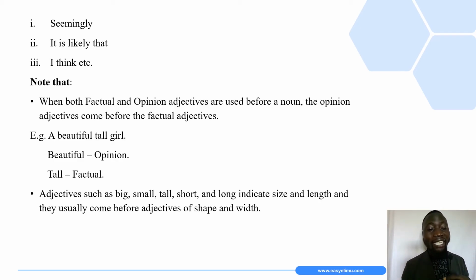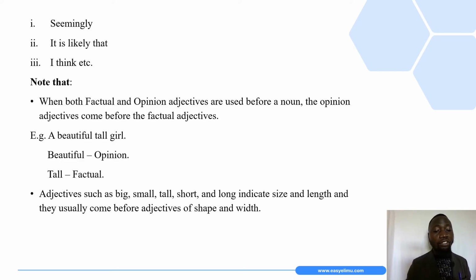Here is an example in a sentence: a beautiful tall girl. I can have it this way: Today I saw a beautiful tall girl. The adjectives in the sentence that we are looking at are beautiful and tall. So we have two adjectives there, beautiful and tall.